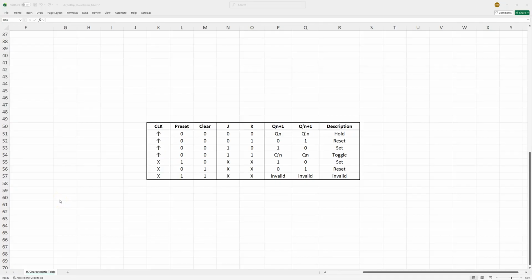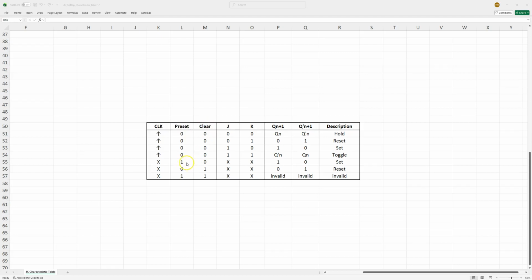So what we have here is a characteristic table of our JK flip-flop. As you can see, right here is the behavior that we went over earlier. But what's new here is the asynchronous controls, which are preset and clear values. Sometimes they're just called set and reset.